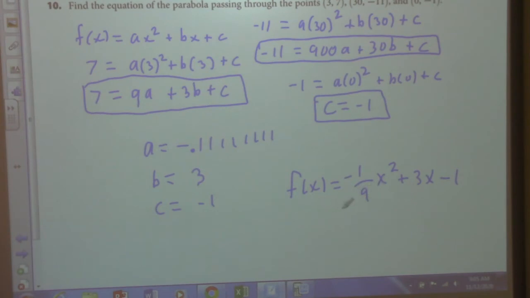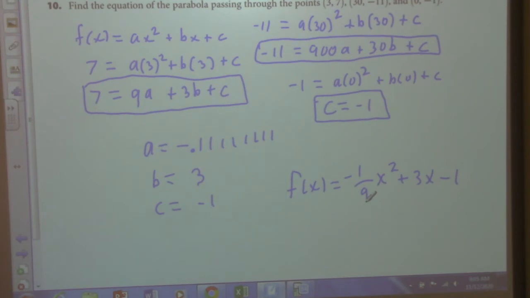Plug it in the calculator. Anybody do that yet? Go ahead and put that in your calculator and see if these points are here. How did I know that that was negative 1/9? Because you have experience. Yeah, if you take 1 divided by 9 in the calculator and press it, that's what you get, but I know what that looks like.